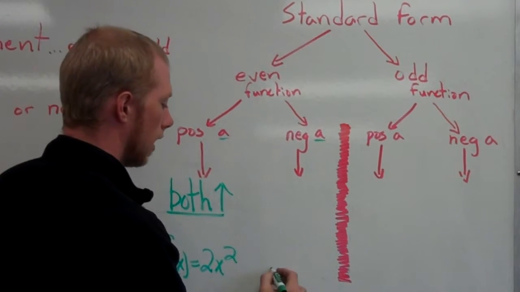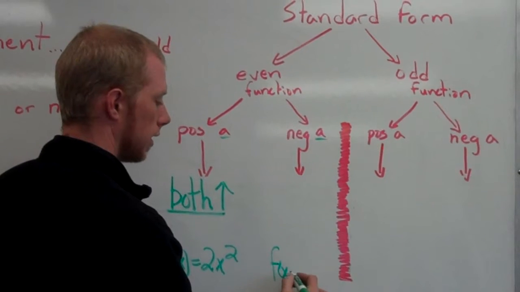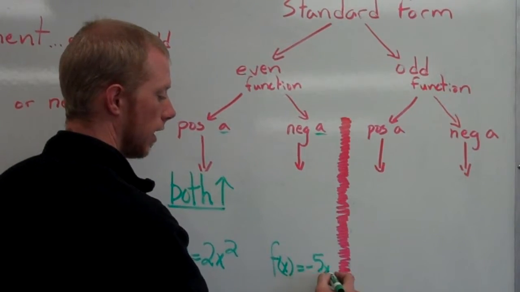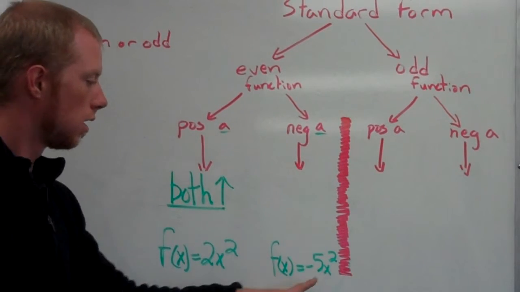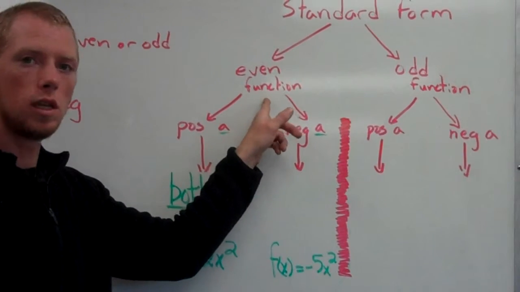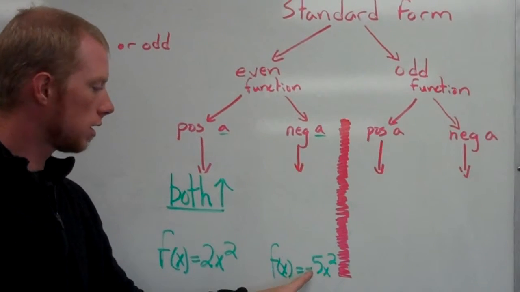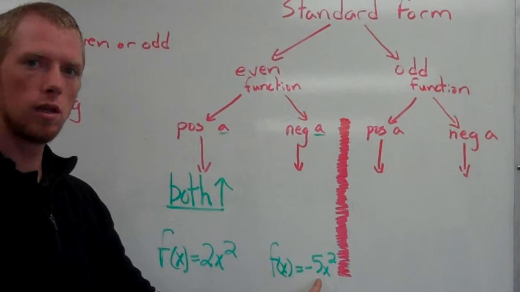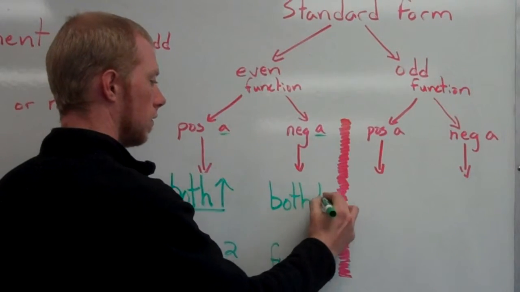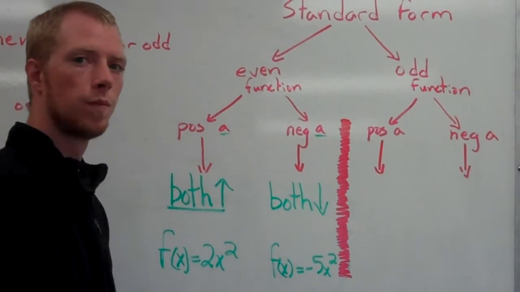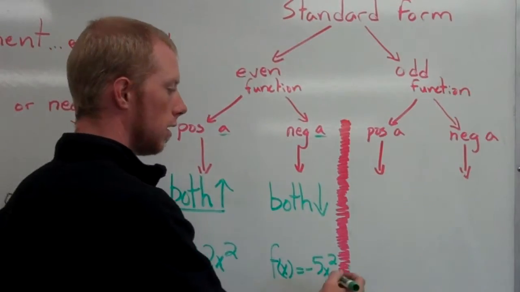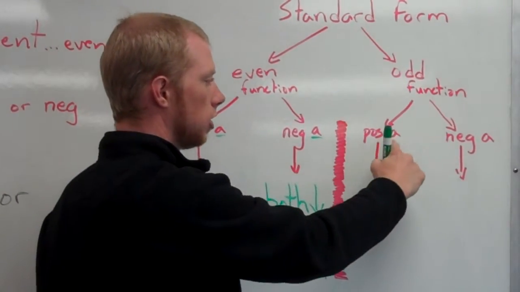Now, if I had a negative A, that is f of x equaling negative 5x squared, this is still an even exponent, so it's an even function. However, this is a negative 5, so the lead coefficient is negative, which just means both go down.